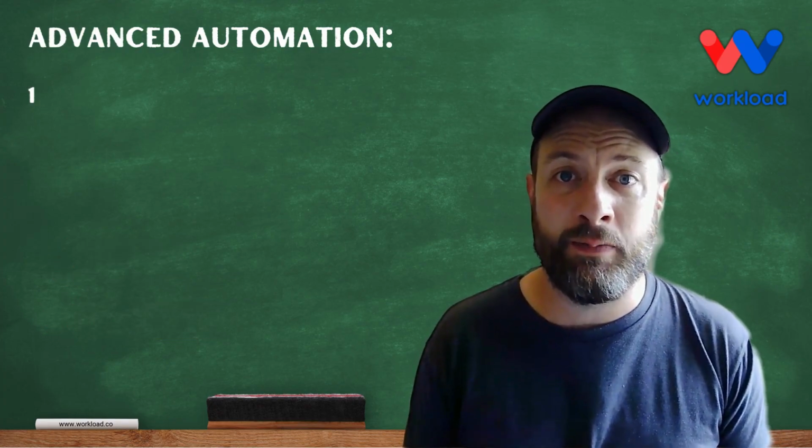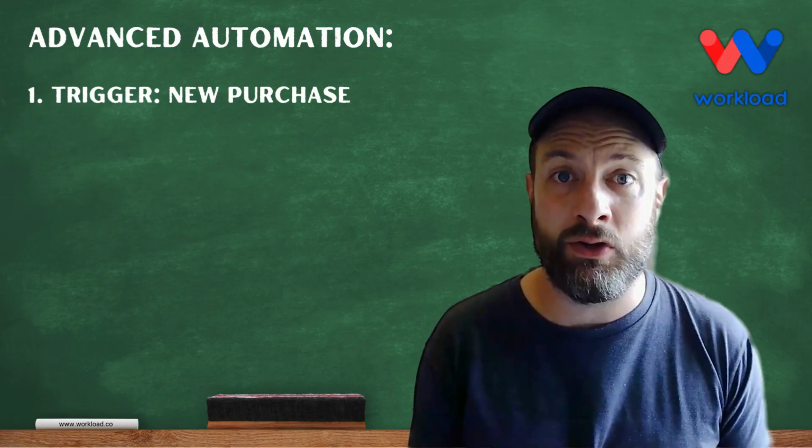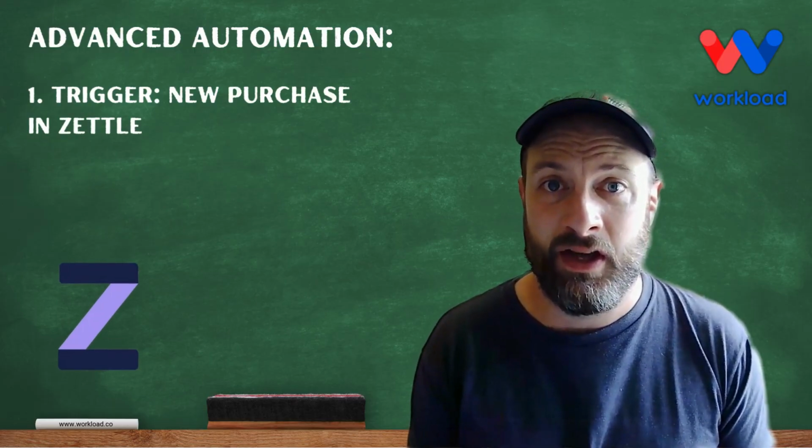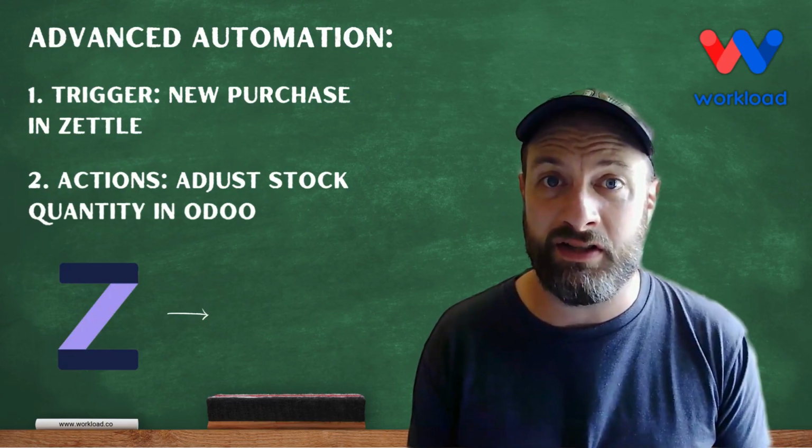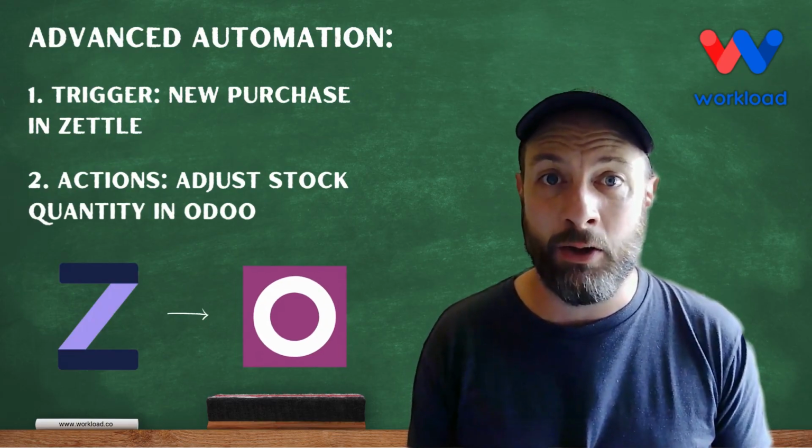In this video, we'll be building a workflow starting with a new purchase in Zettle, and then we'll be taking that product information in order to adjust our stock quantity in Odoo.